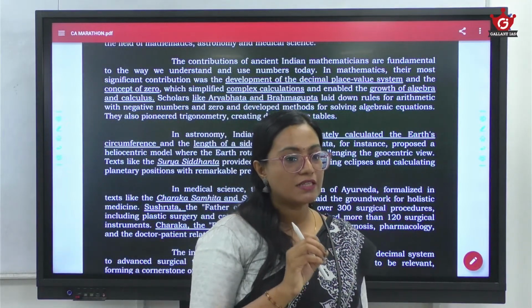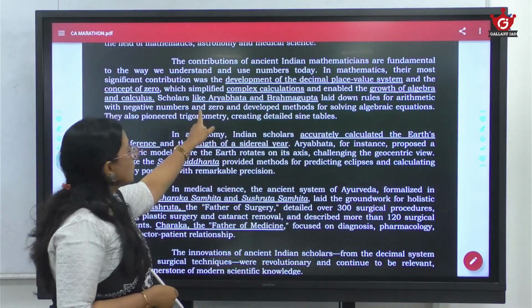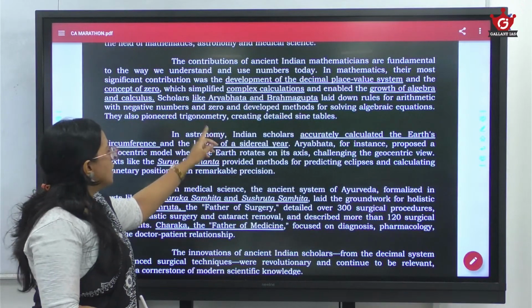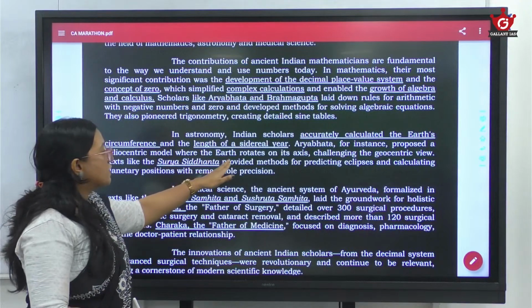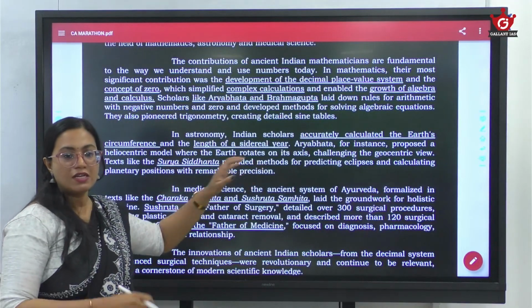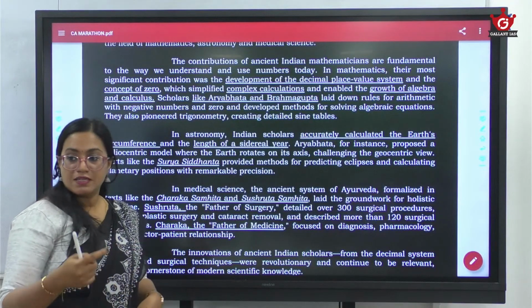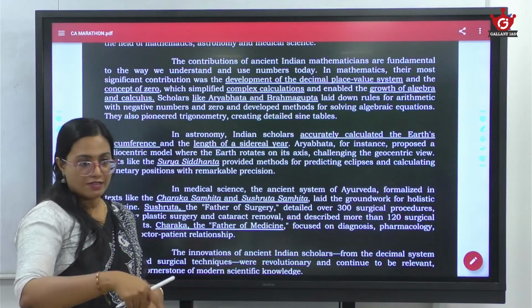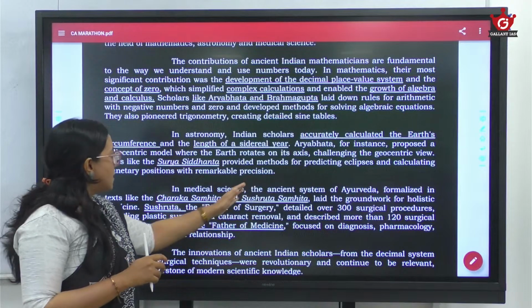not forget to write the important contributions. For example, in mathematics, we have the contribution of zero and calculus. Isn't it? And in astronomy, it is the Earth's circumference and the length of the sidereal year. Sidereal means star. How much time does the Earth take to orbit the Sun and come back to its original position? That is what is known as the sidereal year. Okay. So this was a major contribution in astronomy.